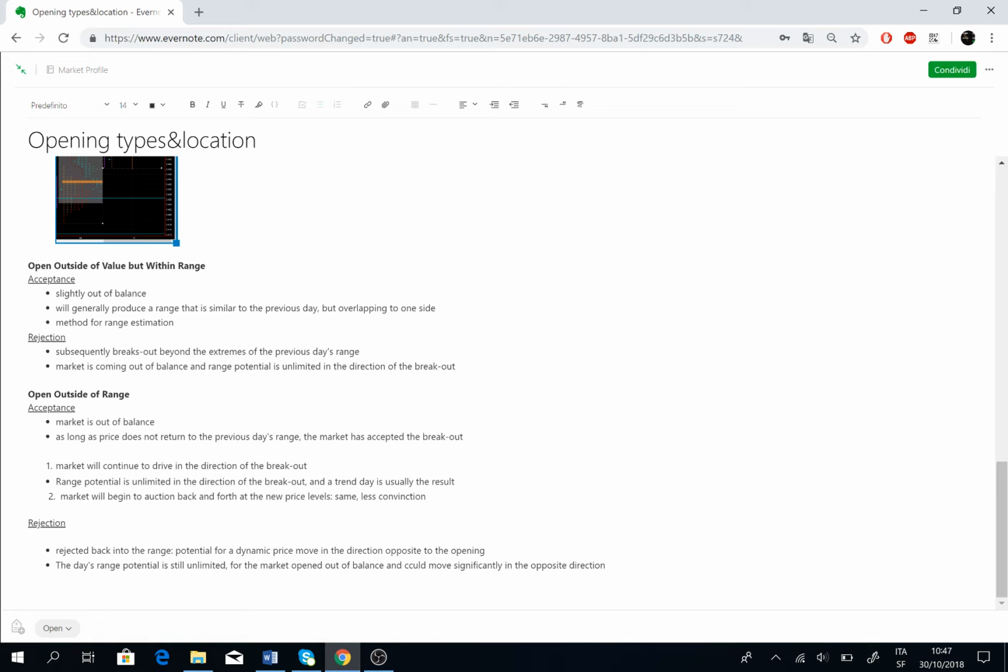If we have an open location outside the range with rejection, it means that the prices are rejected back into the range. The potential for a dynamic price move in the direction opposite to the opening is very, very strong. But the range potential is still unlimited, as the market opened out of balance and could move significantly in the opposite direction.